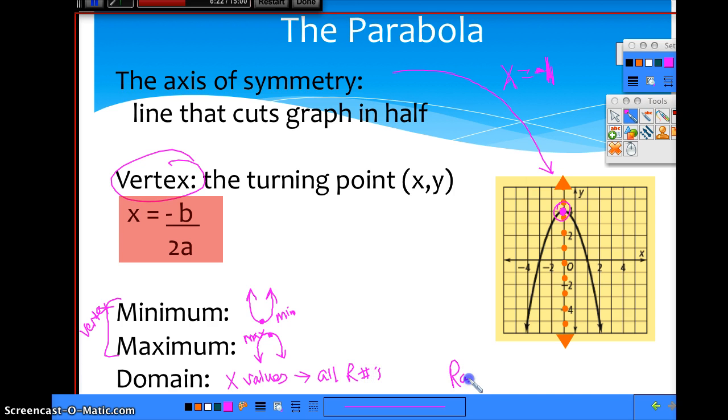Whereas the range, which is the y, the maximum point it hits is at 1, 2, 3, 4 right here, so it's at 4. So the highest point of this parabola has to be less than or equal to 4, and then it goes all the way down to negative infinity, and the symbol you guys may already know for negative infinity is a sideways 8. So that would be the range for this particular example. Okay?